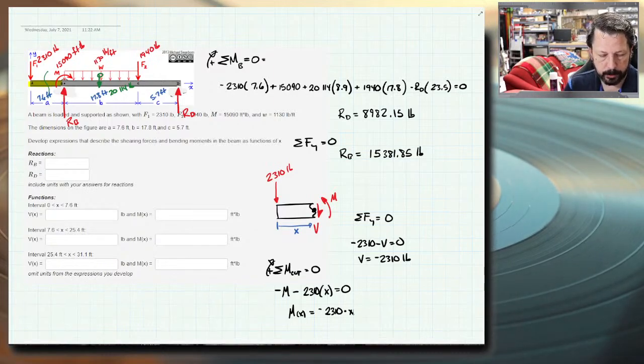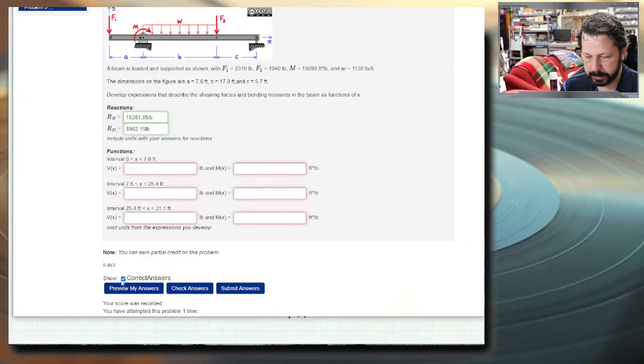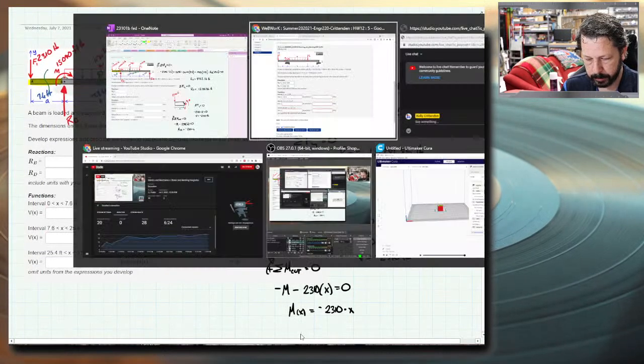It does say to omit units from these equations we're going to put in. So let's see, negative 2310. I don't know if it's going to care if it's positive or negative, but we'll see. And 2310 times X.